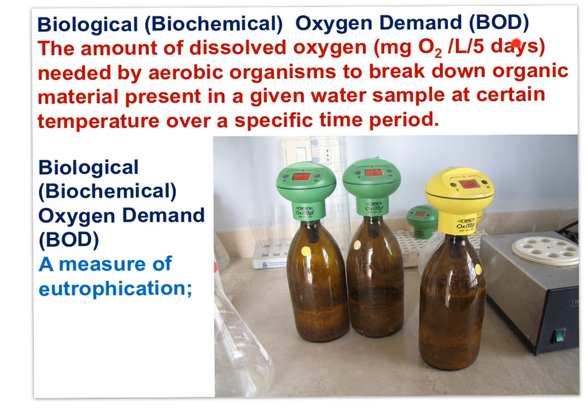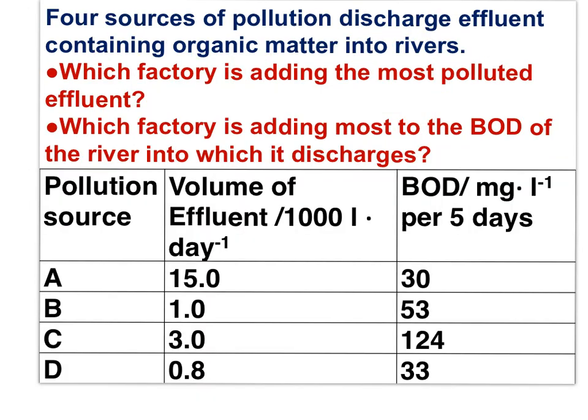Here are the units for BOD. So here is a chance to respond to some questions about polluted water and BOD. In this table, you can see the pollution emitted by 4 different sources. This left column is the volume of effluent per day, while this right column displays the BOD of the effluent in milligrams oxygen per liter per 5 days. And here are the questions.